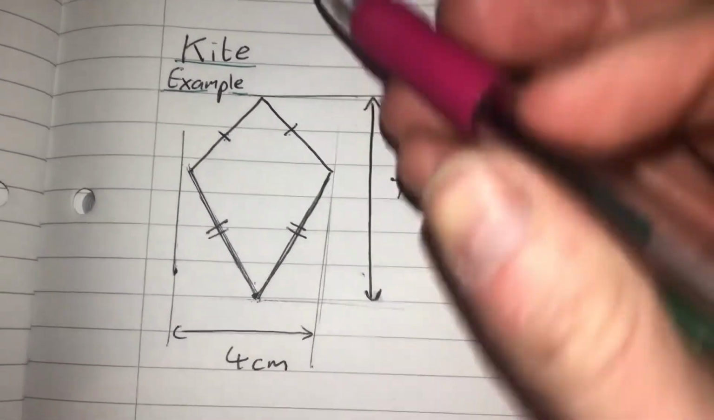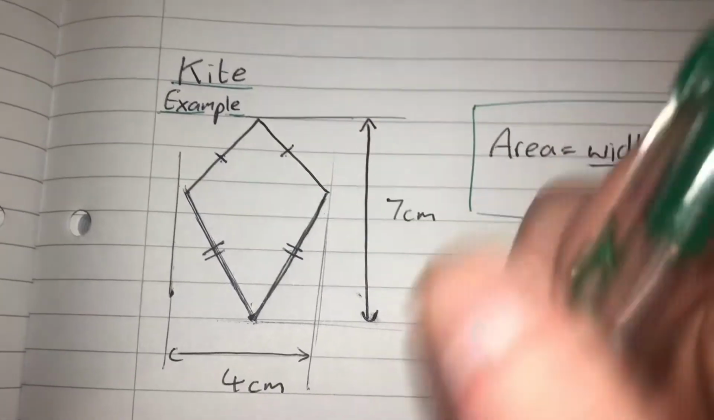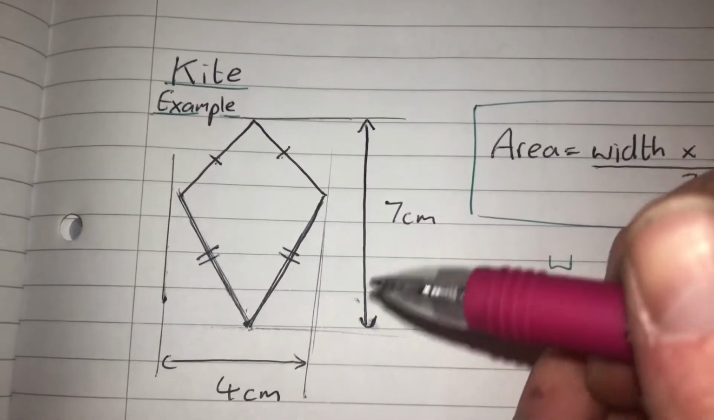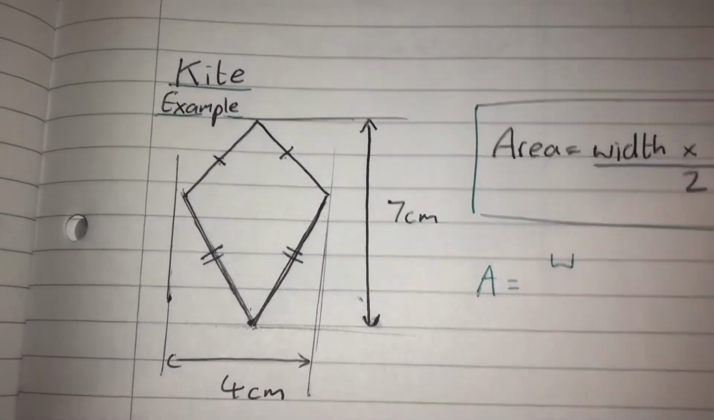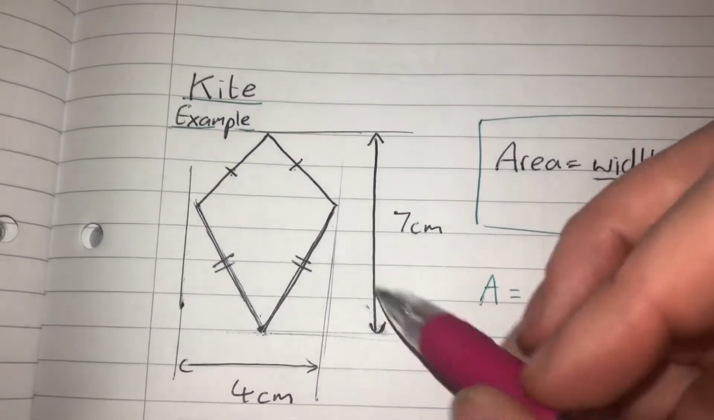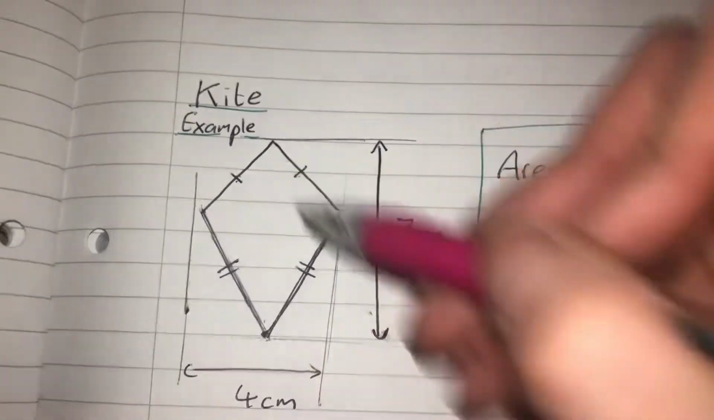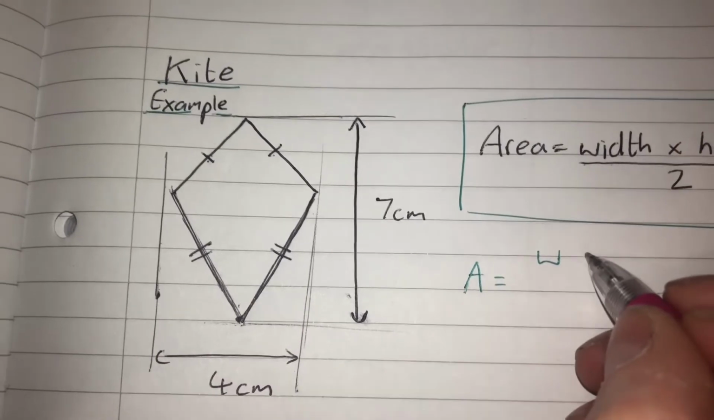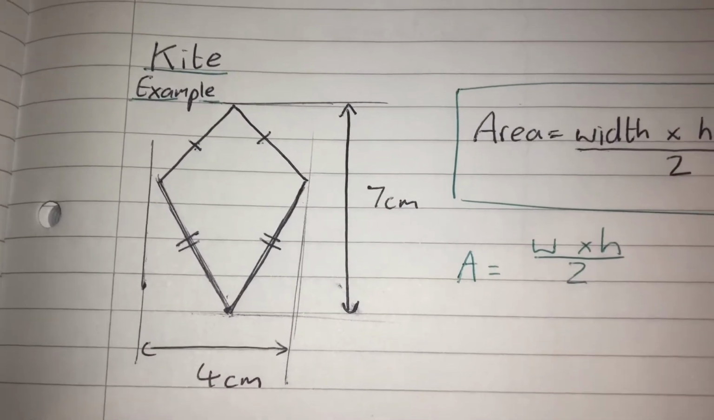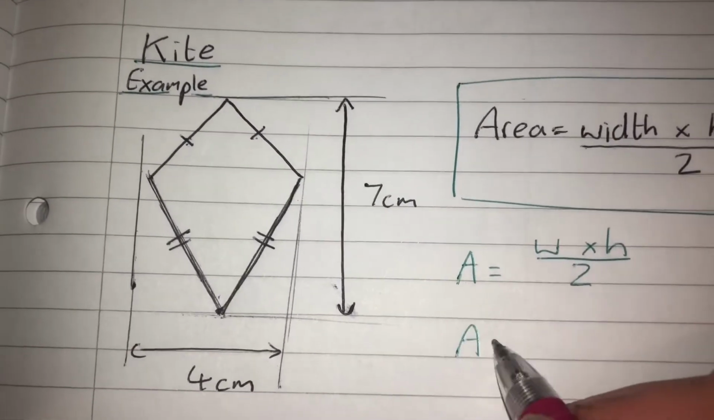The height, and again, with all these, and I explained this in the first video, we're always looking at perpendicular height, so we're not using any of these slanted dimensions when we're talking about area. It is the perpendicular height of the shape from the bottom to the top, which is given along the side here, which is 7 centimeters. So width times height divided by 2, just a quicker way of writing our formula using the letters.